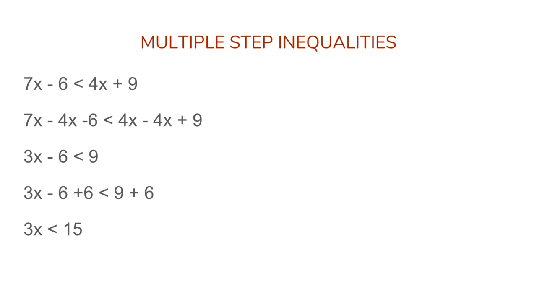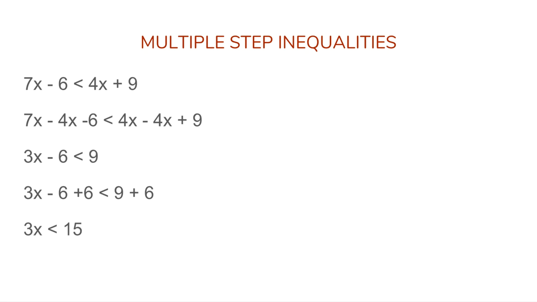Some inequalities have multiple steps to them. They may seem intimidating, but they are not. An example of one of these is 7x minus 6 is less than 4x plus 9. Our first step is to subtract 4x from both sides. Both of the 4x's on the right side will cancel out, and that leaves us with 7x minus 4x, which is 3x, minus 6 is less than 9.